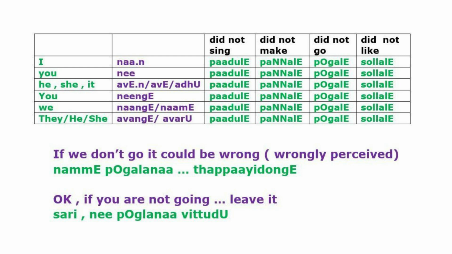If you don't go, it could be wrong. What I mean here is it can be wrongly understood or wrongly perceived. நம்ம போகலன்னா தப்பாயிடுங்க. தப்பாயிடுங்க is when you're talking with respect or in a formal way. You don't say தப்பாயிடுங்க. I'll make a special lesson for that, which is very important for Tamil, but for now நம்ம போகலன்னா, if you don't go, தப்பாயிடுங்க.